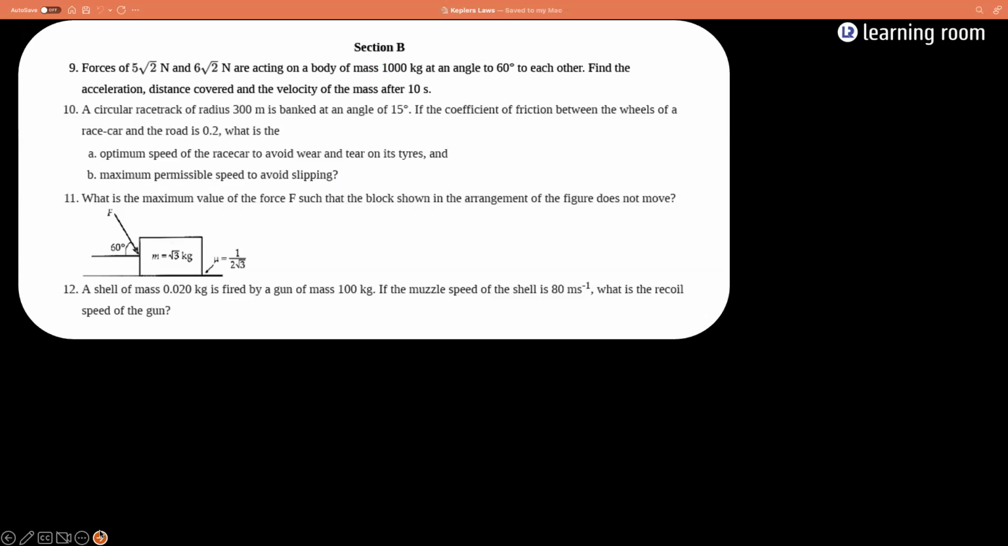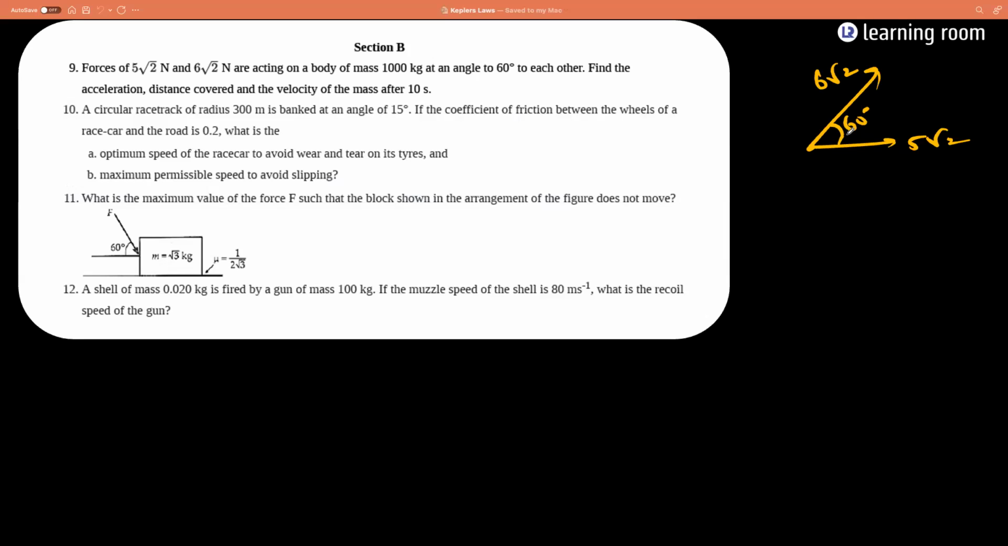So tell me these two. 5√2 and 6√2 Newton are acting on a body of mass 1000 kg at an angle of 60 degrees with each other. Find the acceleration, distance covered and the velocity of the mass after 10 seconds. So forces of how much? 5√2 and 6√2 are acting at an angle of 60 degrees to each other.